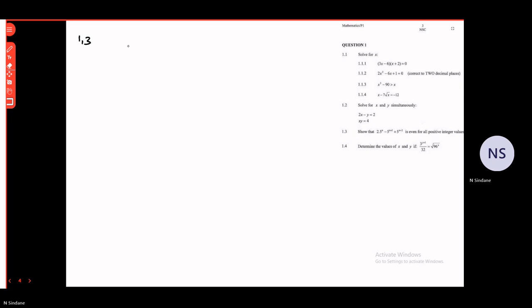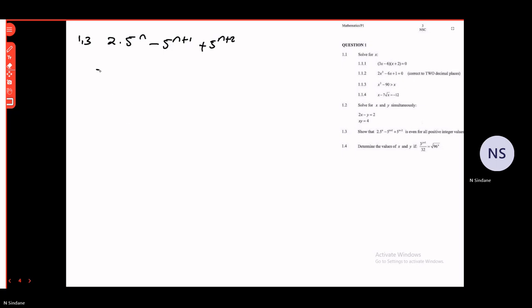1.3, right? So they want us to show that 2 multiplied by 5 to the power n, minus 5 to the power n plus 1, plus 5 to the power n plus 2. They want us to prove or to show that whenever we simplify this, any number that we substitute for n will give us even numbers, right?